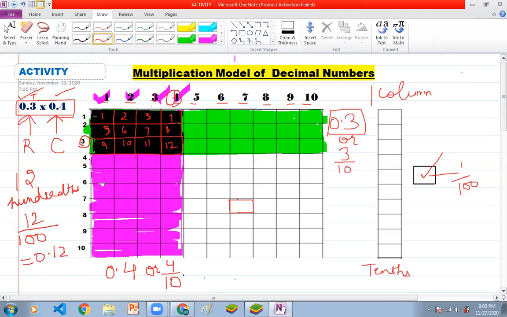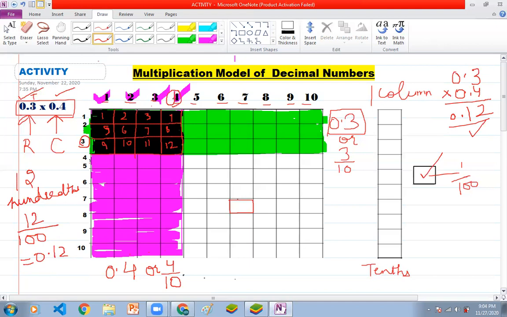So let's see the working over here. 0.3 multiplied by 0.4. So 4 threes are 12, and you have to put a decimal point on the left side of the two digits. So 0.12 is the answer of the multiplication of 0.3 into 0.4.